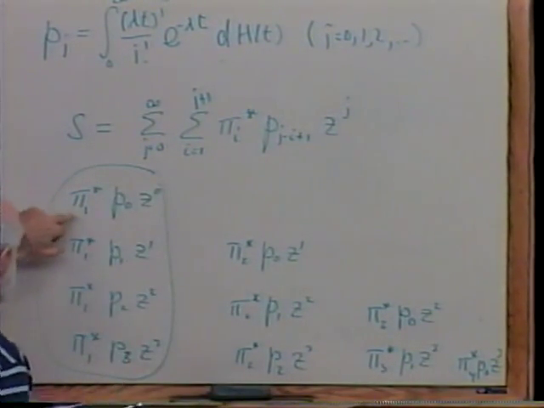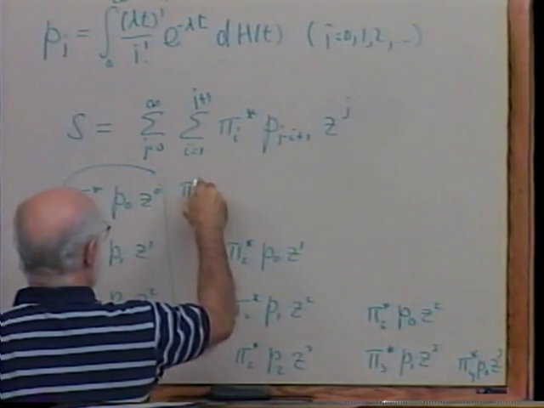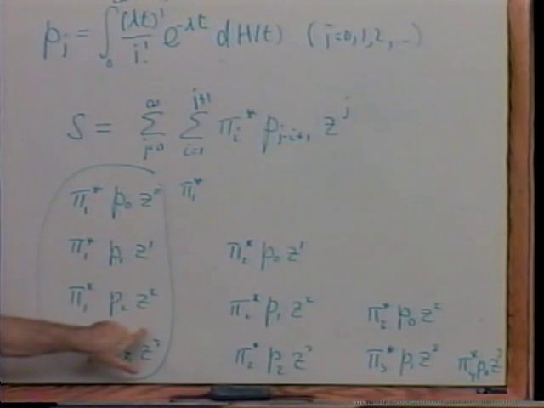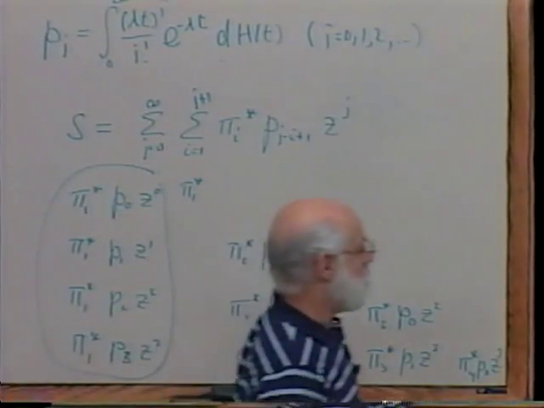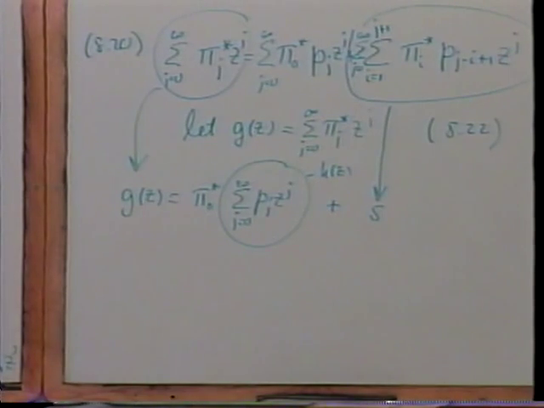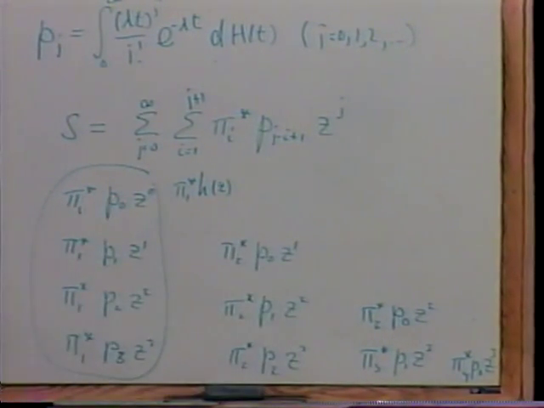If I sum down here, the pi 1 star factors out. And what I have left is p0 z to the 0, p1 z to the 1, p2 z to the 2. Well, that's exactly h of z. Okay, so that's great. Now we know we're on the right track. God wouldn't do this to us, to have it work out this way so far, and then all of a sudden in the last column not have it work.